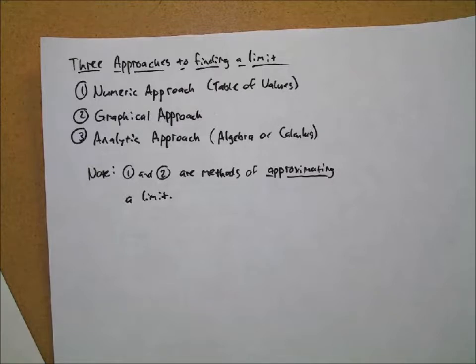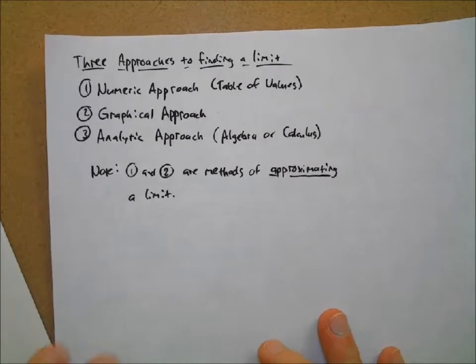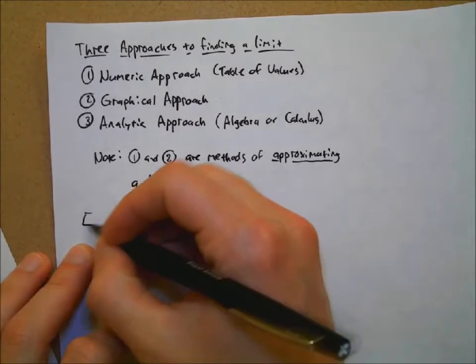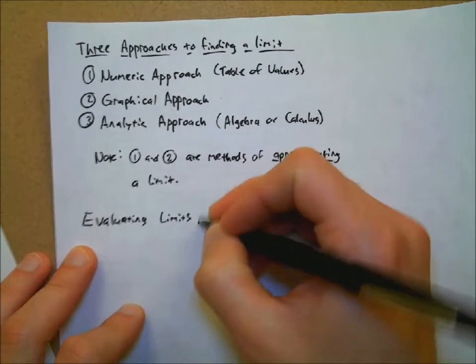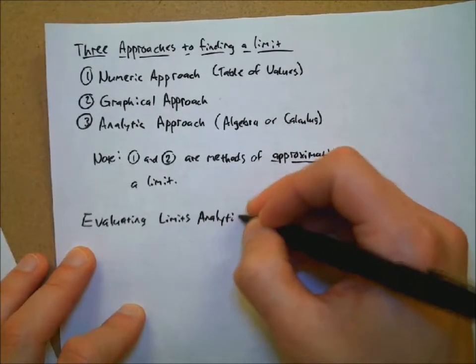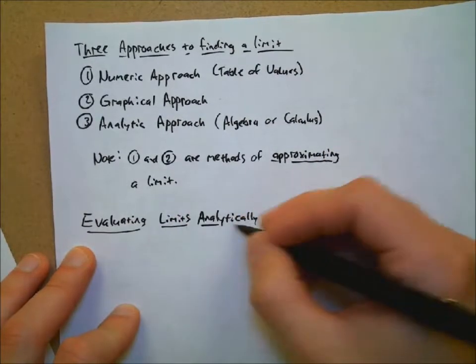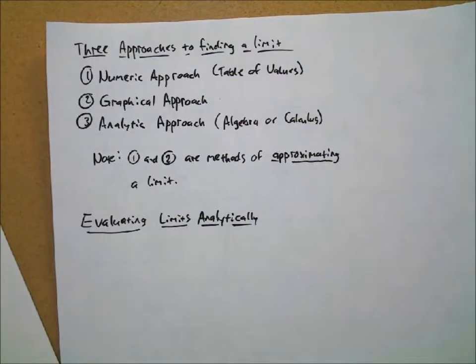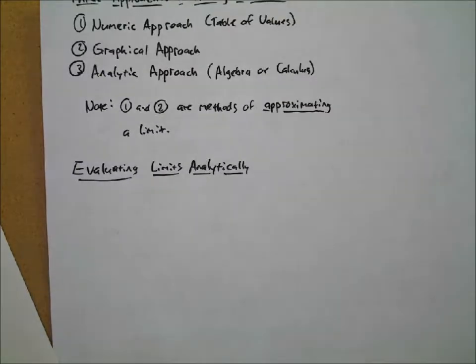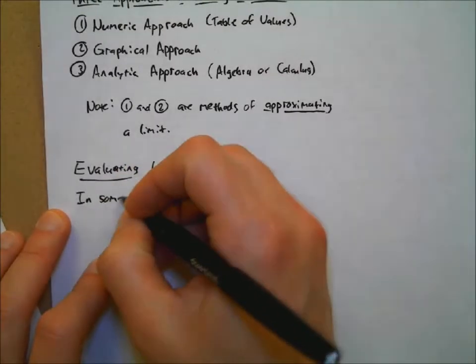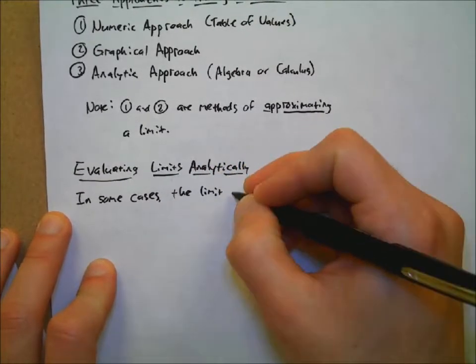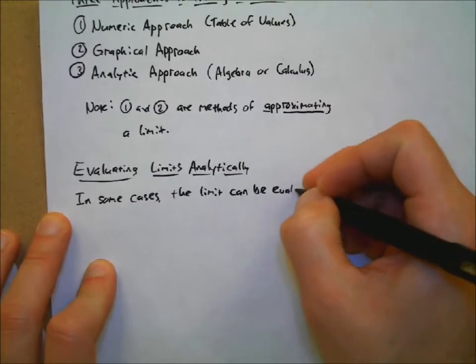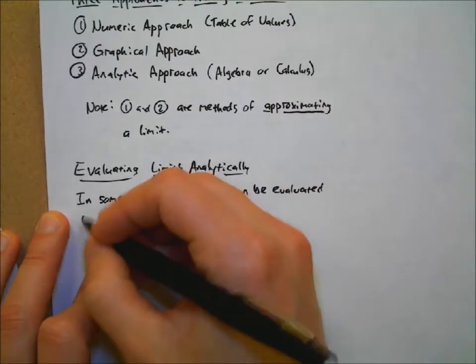But there are other situations where, when you use the numeric and the graphic approach, it is really just a method of approximating. So let's talk about that third method, evaluating limits analytically. We'll keep it very simple today with the analytic method. In some cases, the limit can be evaluated by using direct substitution.